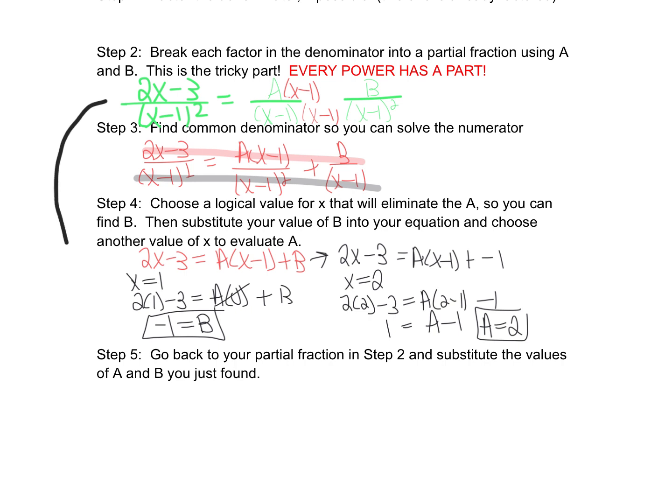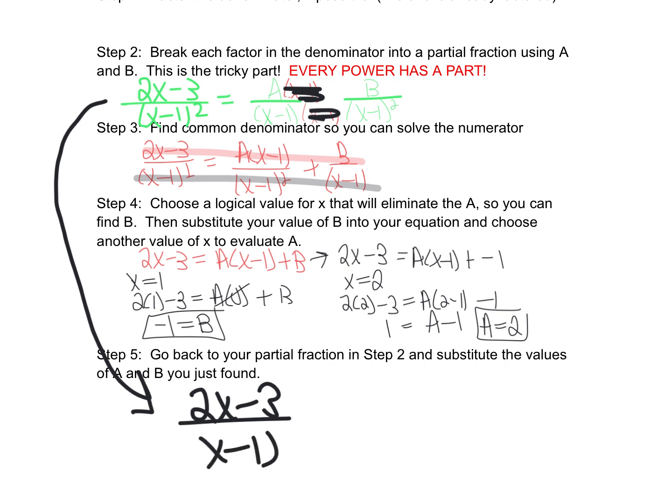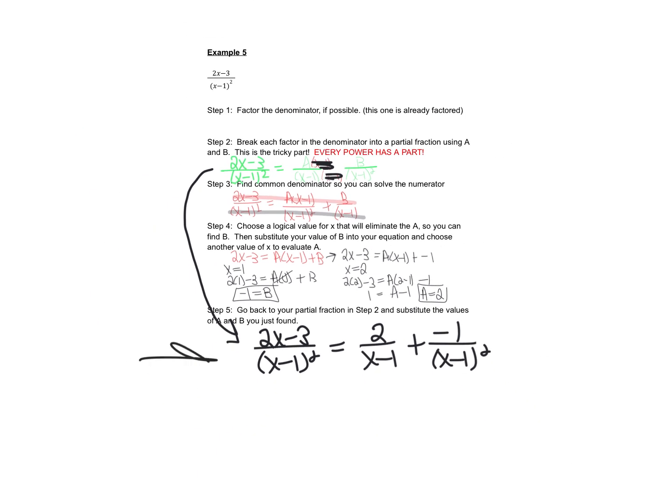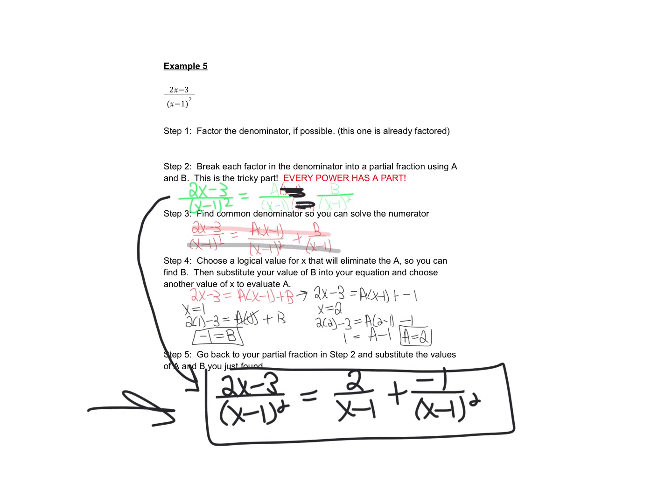So I come back up here to step 2, and keeping in mind we are not including this red stuff here that we use to find our common denominators. In our final answer, we're going to have 2x minus 3 over x minus 1 squared equals, instead of a, we are putting 2 over x minus 1 plus negative 1 over x minus 1 squared. Okay, in our final step, we do not have common denominators. We had to find common denominators to find a and b, but in our final answer, we do not have common denominators.